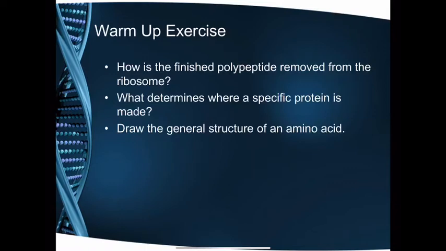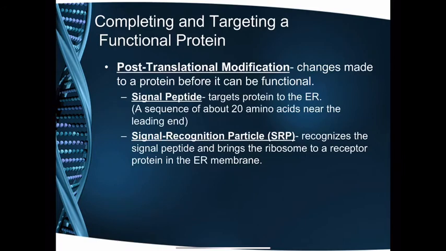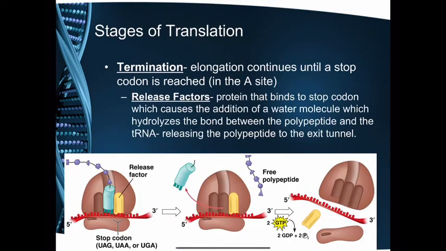Guys, let's do just a little bit of review from yesterday before we start in on the new lesson. So the first question, how is the finished polypeptide removed from the ribosome? Remember, when we get to that stop codon on the mRNA, the stop codon, instead of creating an amino acid, is going to code for this release factor.